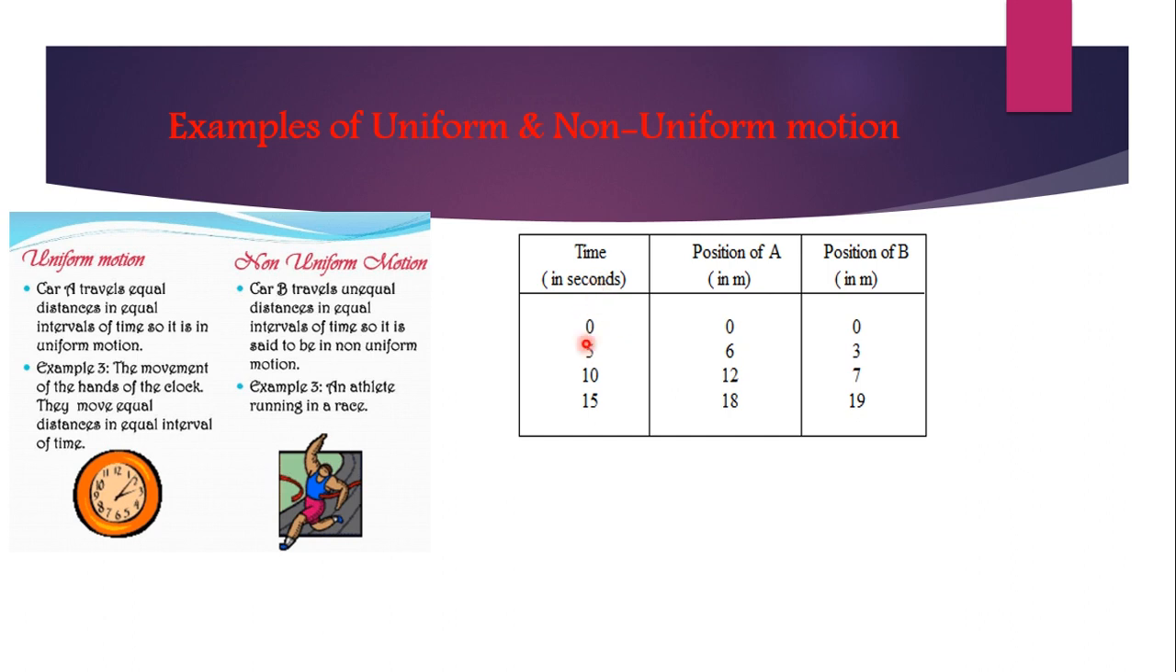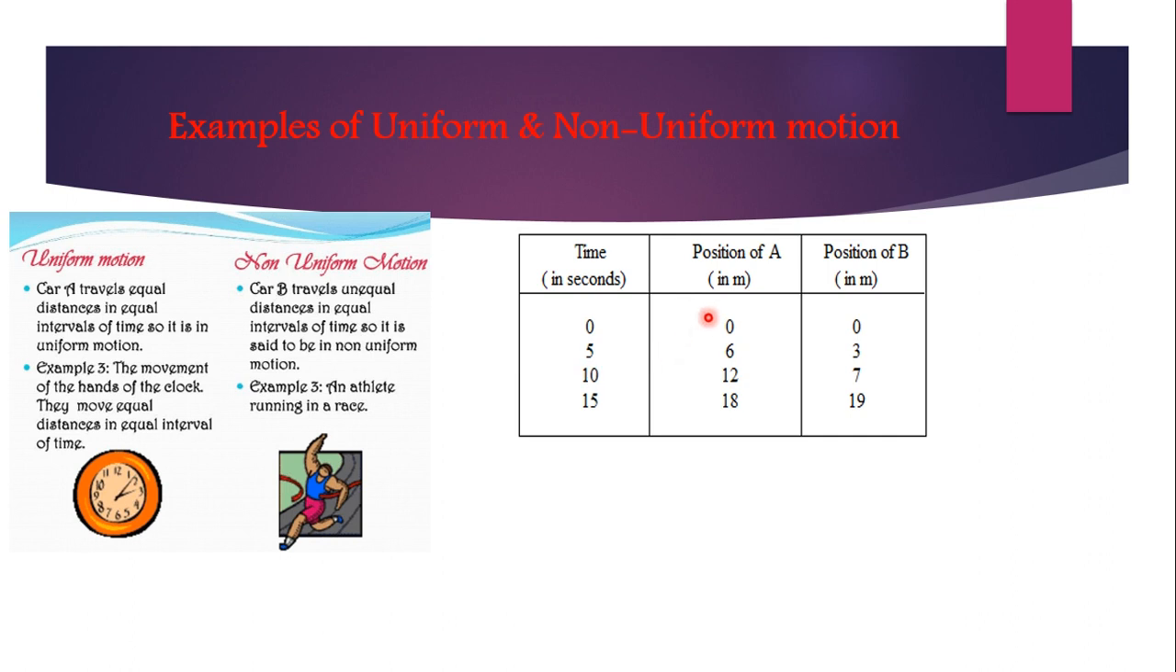Let's say here is a table in which this is the time, this is the position of A, and this is the position of B. So A travels 6 meter in 5 seconds, and then again 6 meter more in another 5 seconds, so it reaches 12 meter, and then 6 meter more in another 5 seconds.